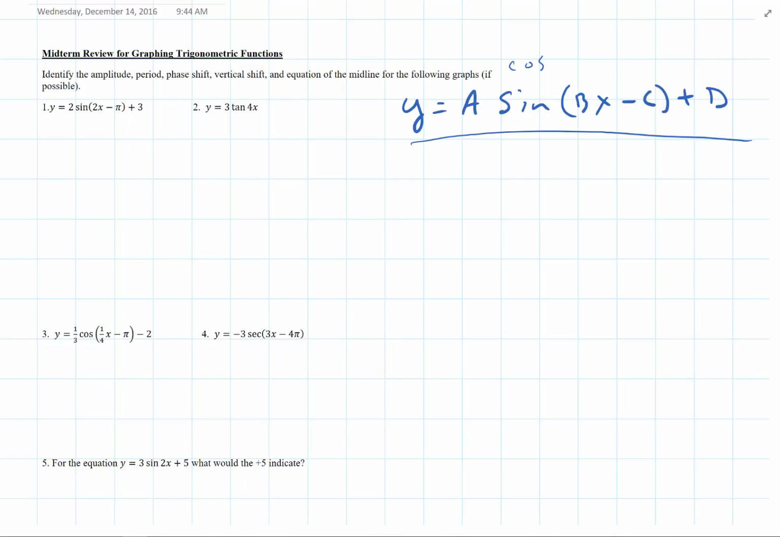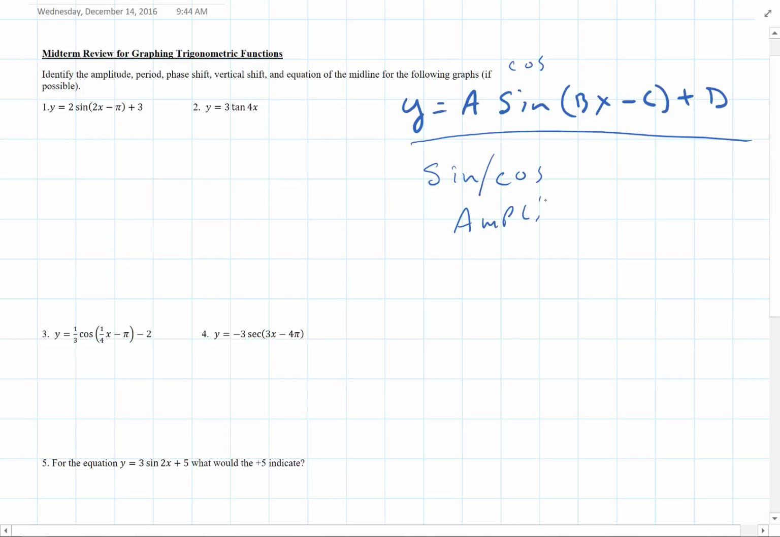Okay, this is the graphing section of trigonometry for the midterm review. Before we begin, let's just take a look at some of the formulas for sine and cosine.